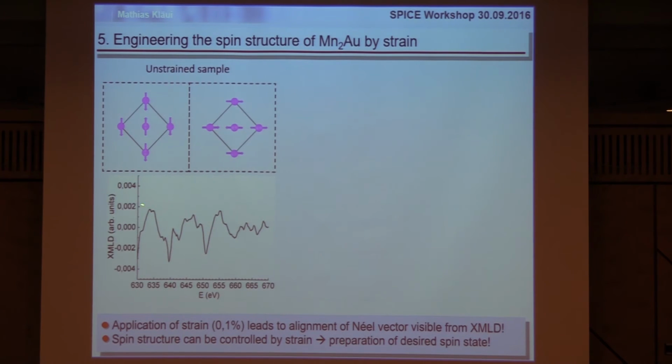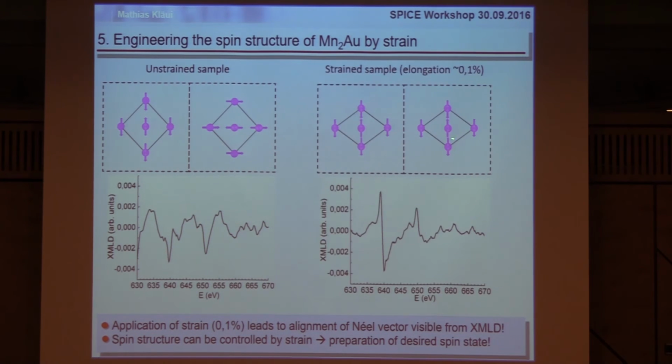And then what you can do is, in the unstrained sample, you have not much visible XMLD. And then if you strain the sample, indeed, you get this typical peak of an aligned sample. So this really is good. It means that using strain, you can generate an alignment of the domains in one direction. So you might still have anti-phase boundaries, but at least you have all the Néel vectors oriented in one direction.